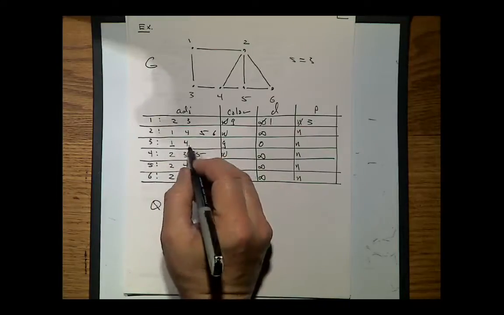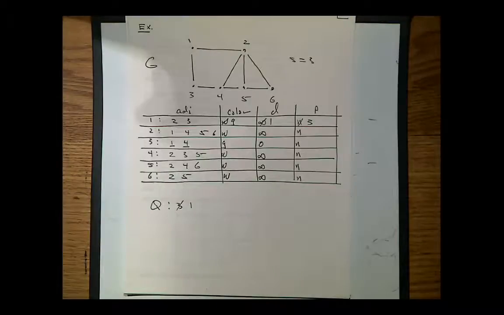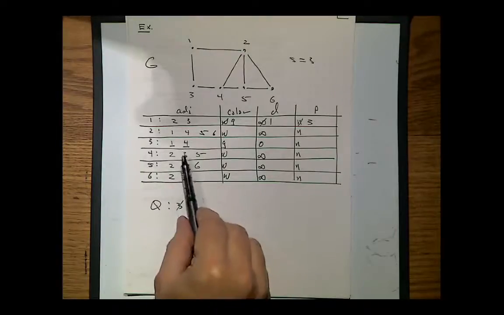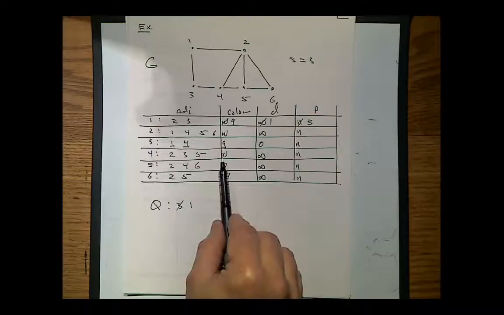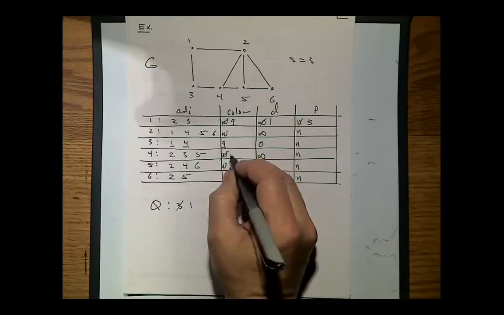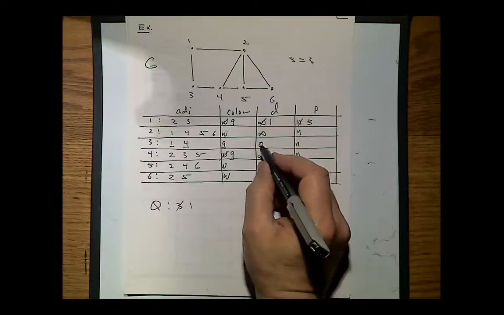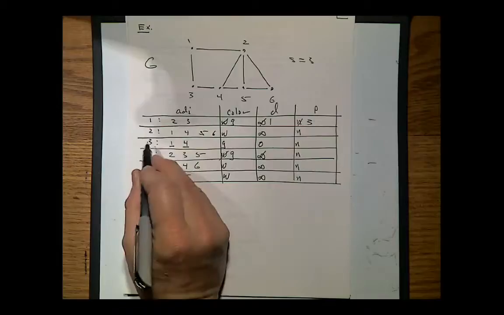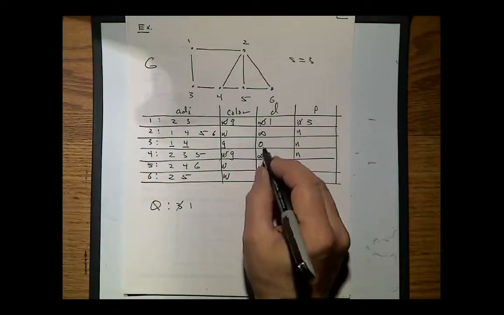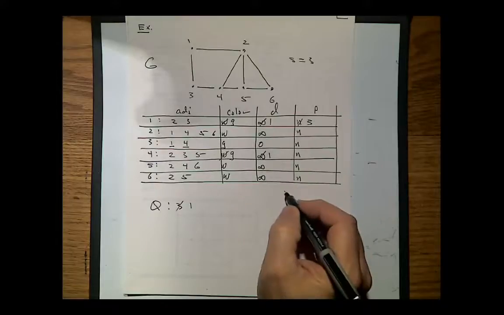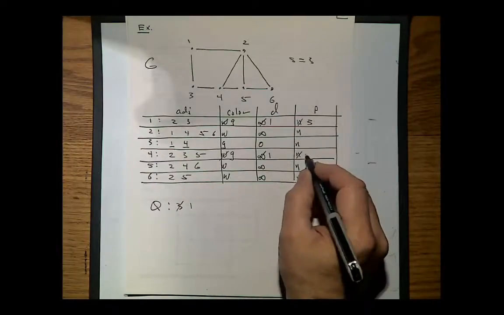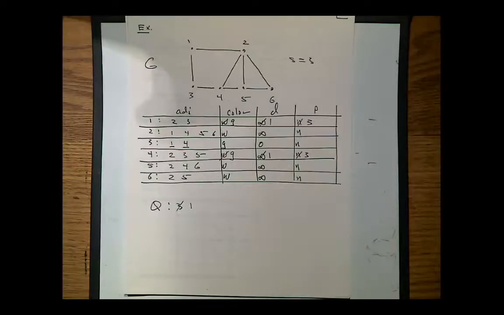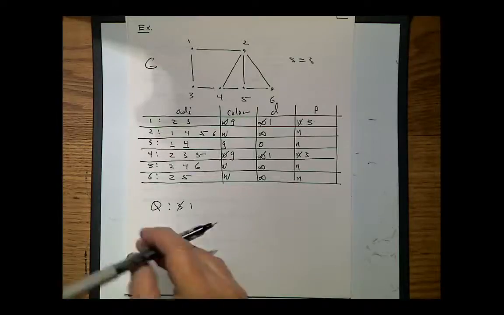Next iteration, y equals 4. When y equals 4, I ask, has 4 been discovered? No, because it's white. So we set its color to be gray, its distance to be 1 more than the 0 that I'm discovering it from, 3, which has distance 0. So 0 plus 1 is 1. And I set its parent to be where I'm discovering it from. That's 3. Okay, that completes the adjacency list of 3. So this inner for loop is done. The only thing left is to color x, that's 3, black.